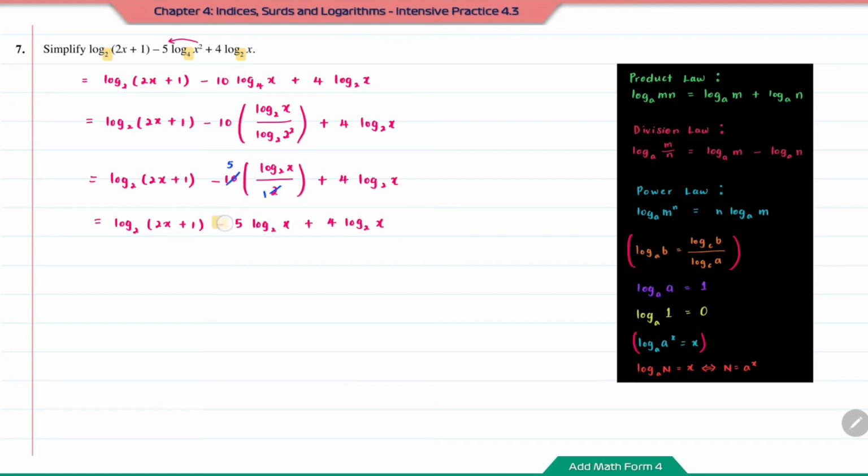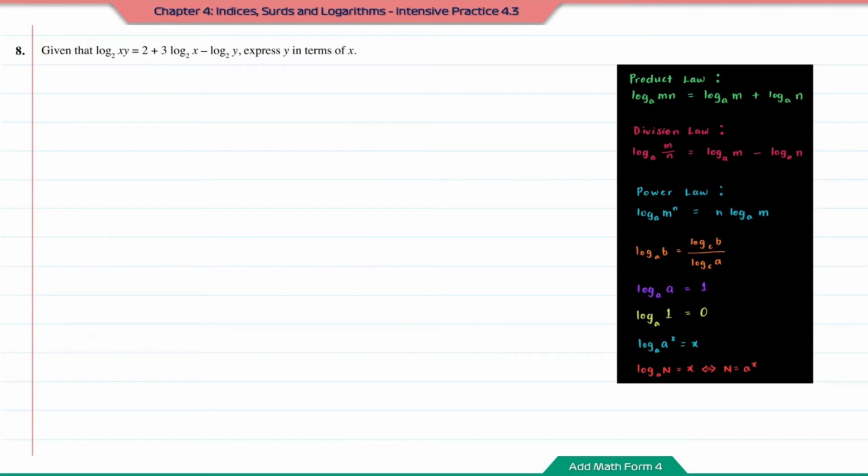So now we can solve for this part. Negative 5 log base 2 of x plus 4 log base 2 of x will become negative 1, so I'm just going to write negative log base 2 of x. Both terms are logs with the same base. Therefore, refer to the division law. Now I can write this as log base 2 of (2x plus 1) over x. Therefore, we have already simplified this logarithm question.